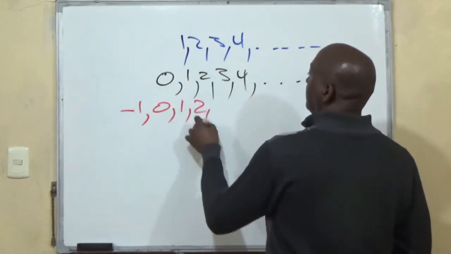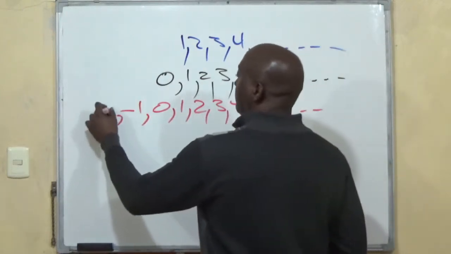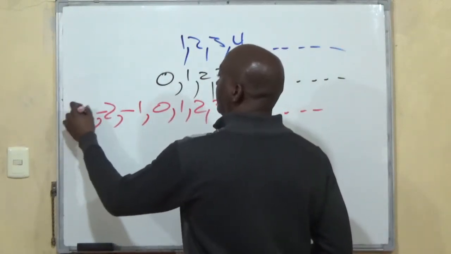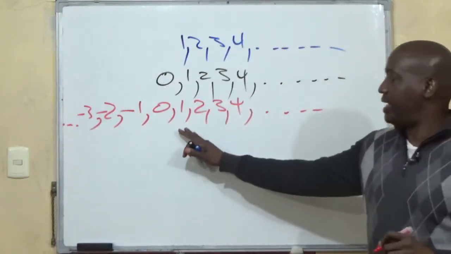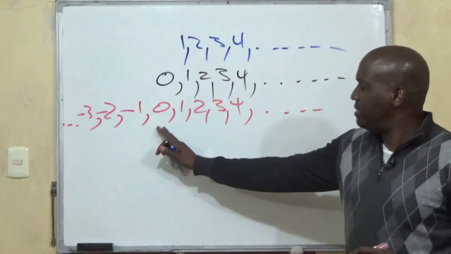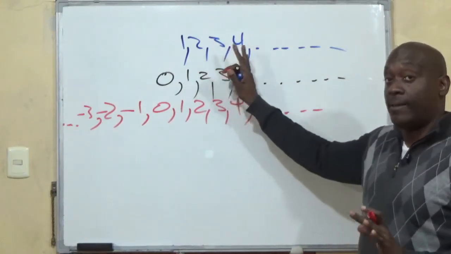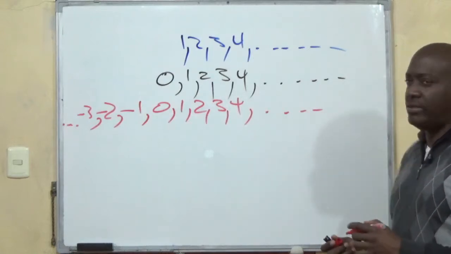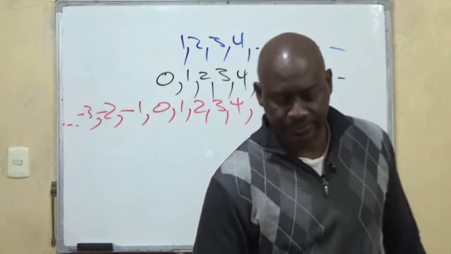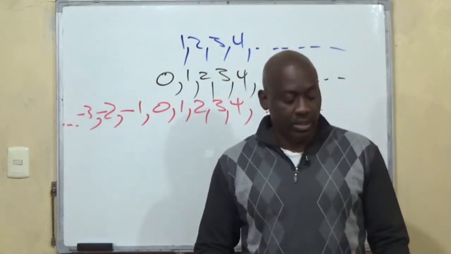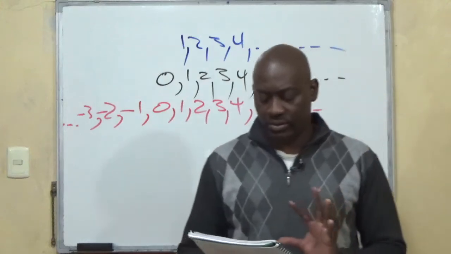Minus 1, minus 2, minus 3, right? So these in red here would be your integers. These would be your whole numbers. These would be your natural numbers. Right? So this is something that you could see visually for those of us who like to visualize. Nice.